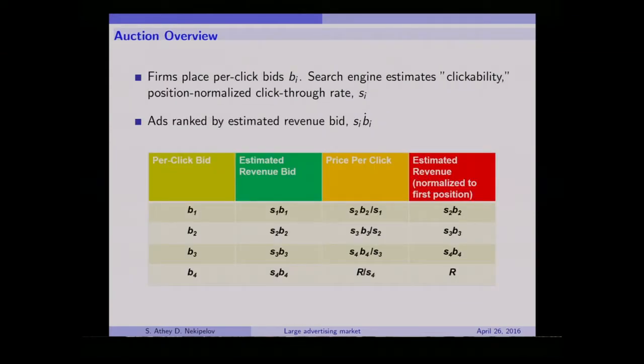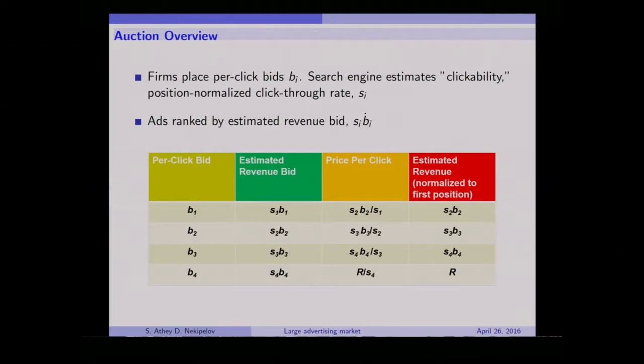So just to see, it's a generalized second price auction. They place a per click bid. There's an estimated revenue bid, which is the quality score times the bid. The price per click is the minimum price they could have bid and still maintained their position. So if you think about tying their estimated revenue bids, you get to the price per click. And then this is how much revenue you get from each position.